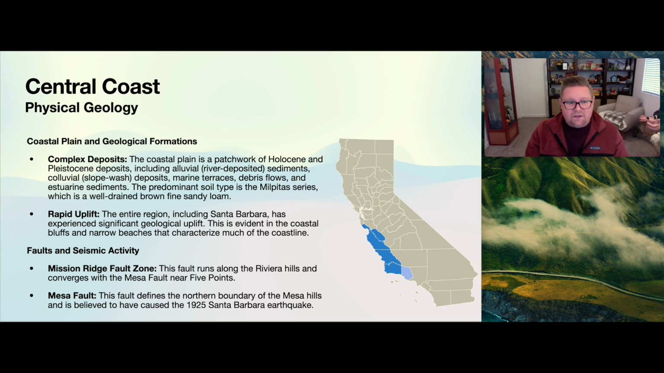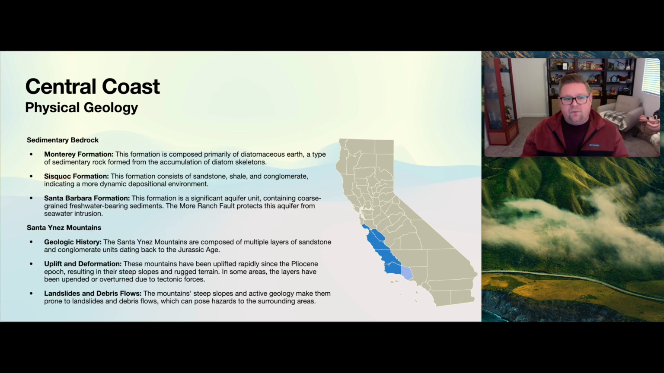Now, when it comes to faults and seismic activity, there's the Mission Ridge Fault Zone. This fault runs along the Riviera Hills and converges with the Mesa Fault near 5 Points. And there's also the Mesa Fault, which defines the northern boundary of Mesa Hills and is believed to have caused the very devastating 1925 Santa Barbara earthquake.